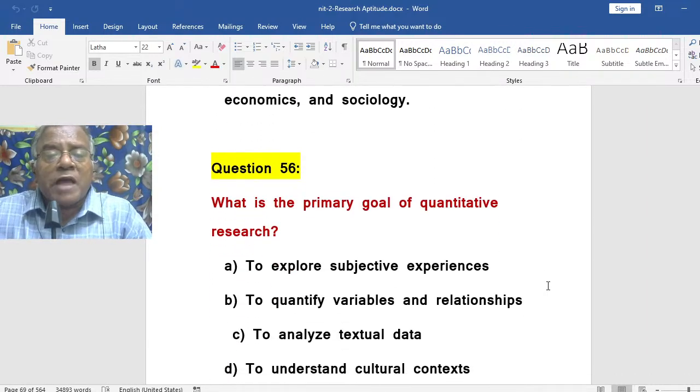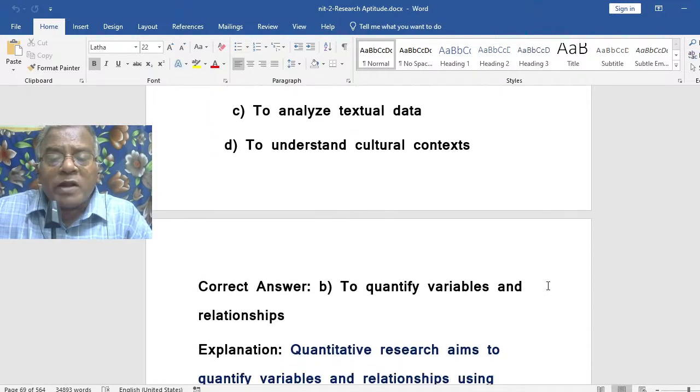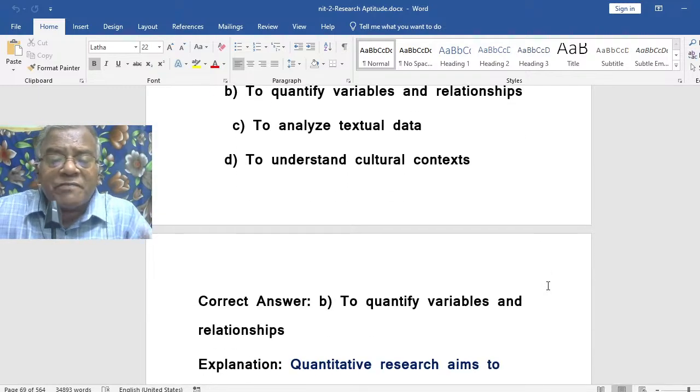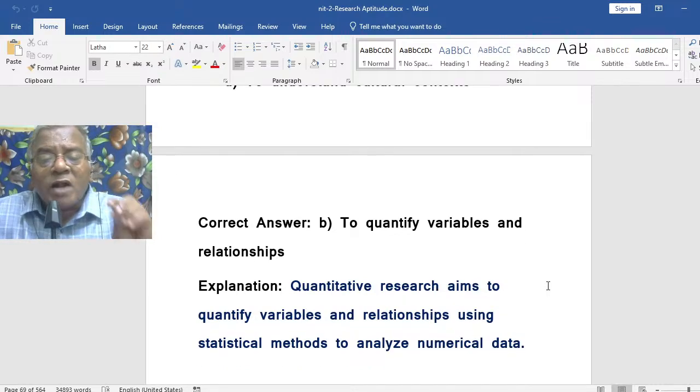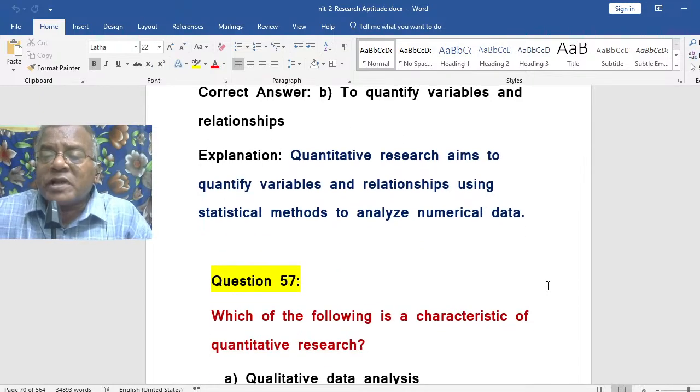Next, what is the primary goal of quantitative research? Out of these four alternatives, which is the correct one? The primary goal of quantitative research is to quantify variables and relationships, to measure, in other words, to put it into some mathematical calculation through statistical techniques. So to quantify variables and relationships. Quantitative research aims to quantify variables and relationships using statistical methods to analyze numerical data.